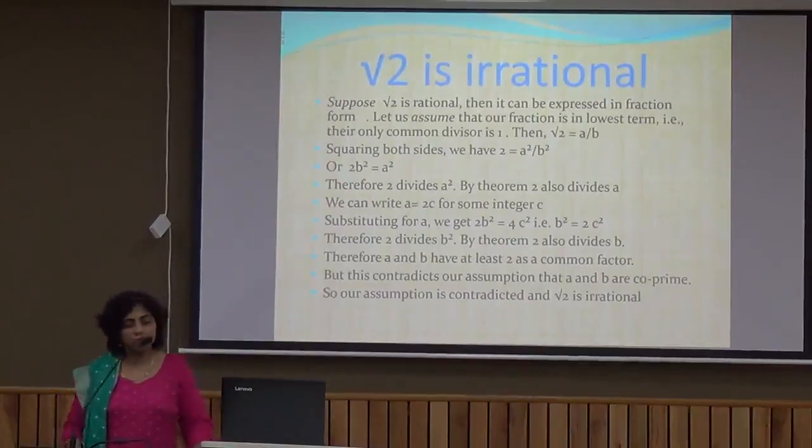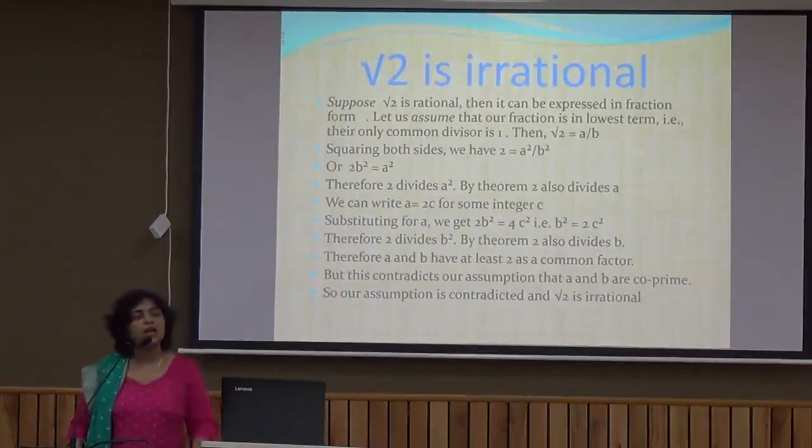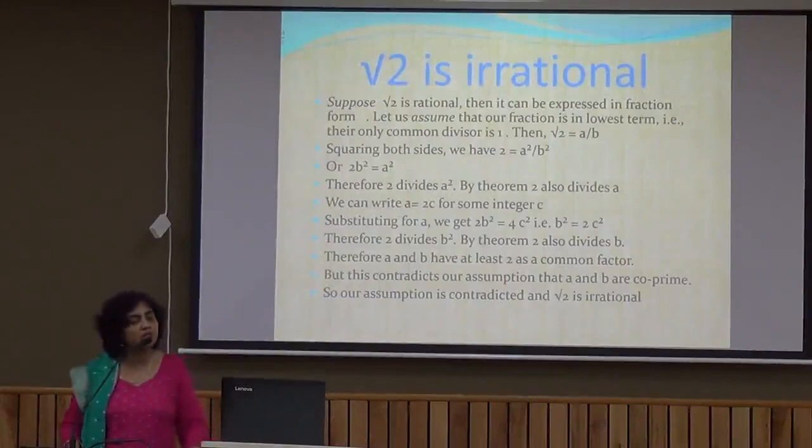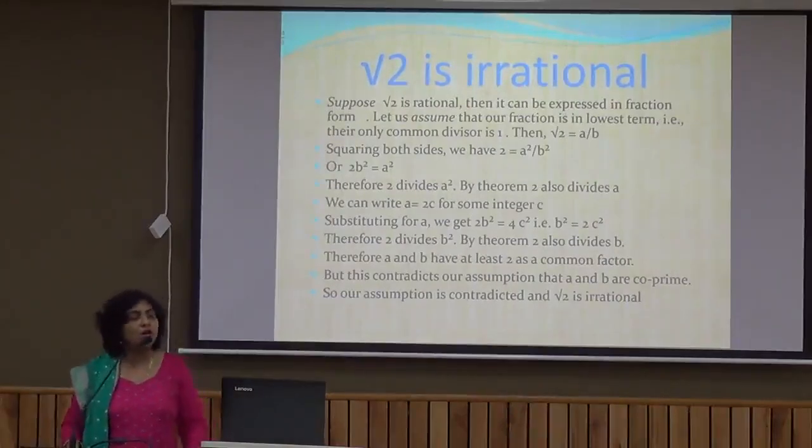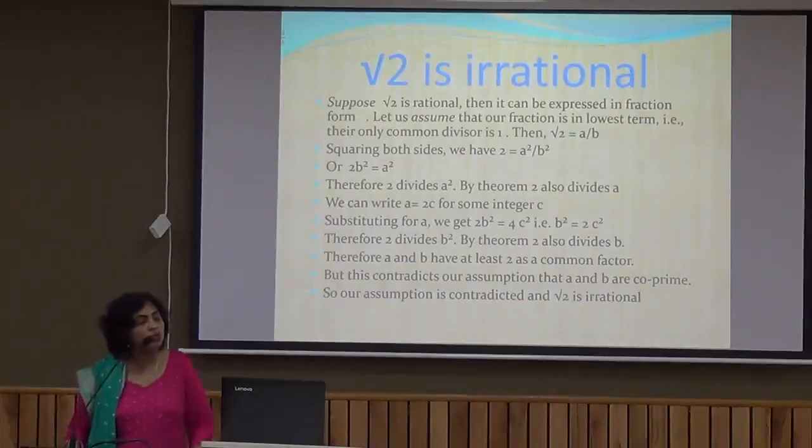So we say square root 2 is a upon b, and we square the whole equation to get 2 equals a square upon b square. Cross multiplying we get 2b square equals a square. That says 2 divides a square. And by the theorem, if 2 divides a square, it should also divide a. So we can say a is 2c. That means it's a multiple of 2, represented in the form 2c, where c is another integer.